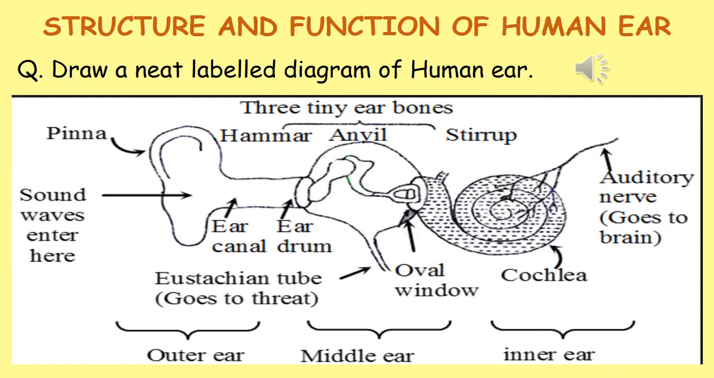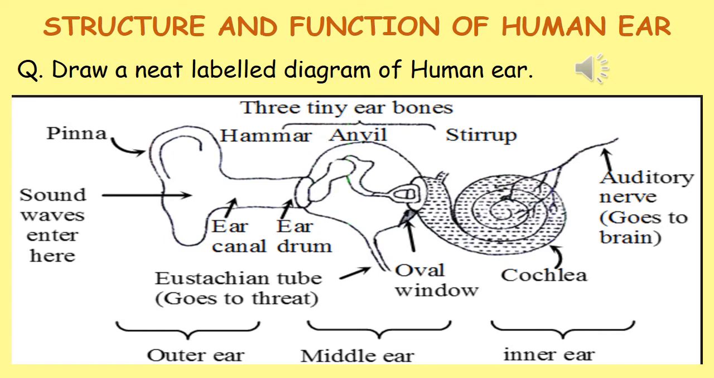In this video, we'll be learning about the structure and function of the human ear. The first question is, draw a neat diagram of the human ear and label its different parts. So you have to practice the labeling of the main parts, as we can see that the human ear can be divided into three parts: outer ear, middle ear and inner ear.